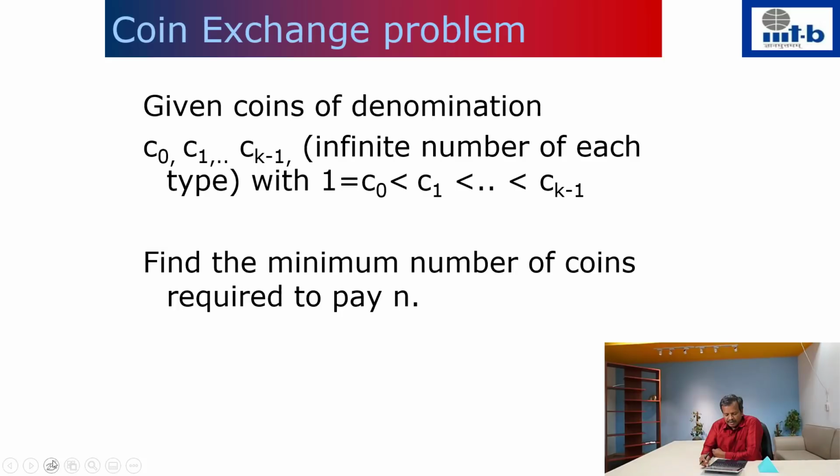You are given k different coins of different denominations. There are k different types of coins, and we will also assume that there are an infinite number of coins of each type. We will assume that these coins are sorted in increasing order based on the denominations, and we will also assume that the first coin has a value 1. This is to ensure that this problem always has a feasible solution.